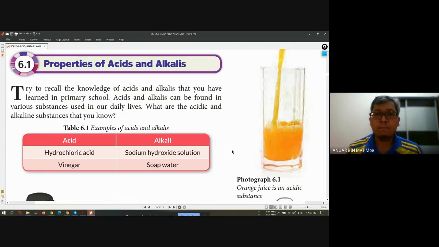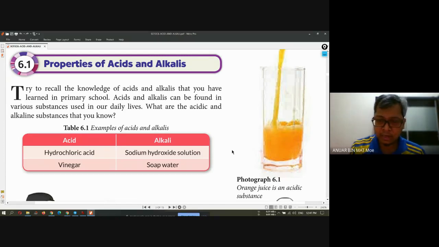The properties, yeah? Because this is what we call a substance. Any substance, or any chemical or any material, whether it has acid properties, alkali properties, or neutral properties. Okay, you just remember that. You no need to know the meaning of acid or the meaning of alkali. Acid and alkali is just the properties of the substance.